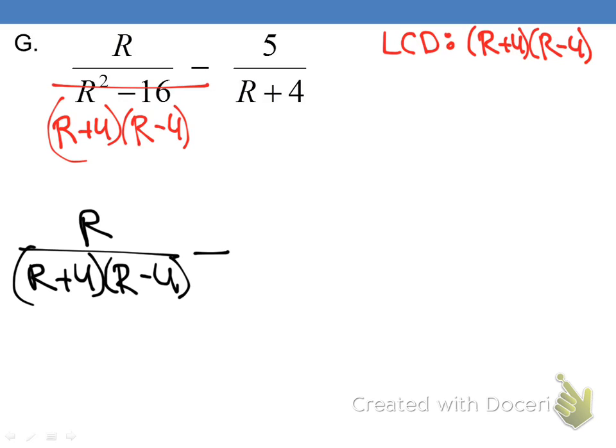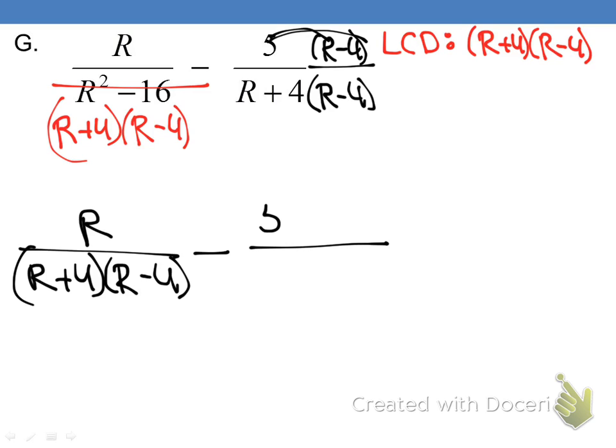All right, minus, what do I need to do in the back? Multiply by r minus 4 on the top and the bottom. So I will have 5r minus 20 over my common denominator.